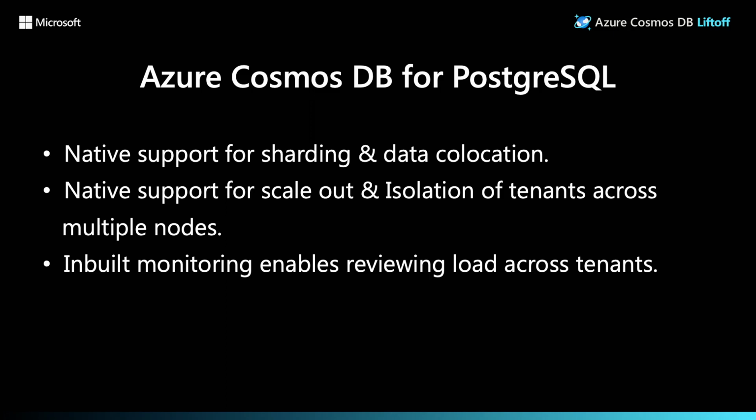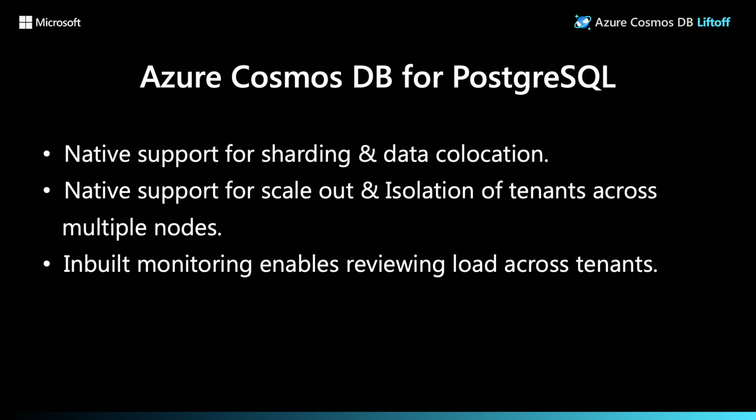Issue number two is scalability. As the customer onboard more and more tenants to the platform, their natural worry is if a single node relational database would be able to serve for the required scale. Azure Cosmos DB for PostgreSQL natively supports scale-out functionality with absolutely no downtime. And it also enables in isolating the tenant if the need arises.